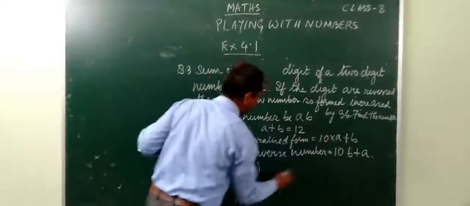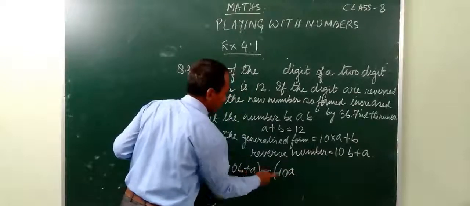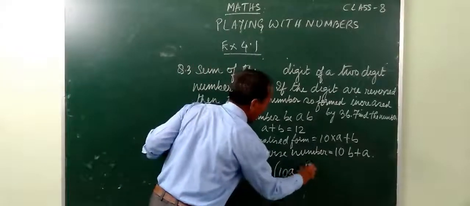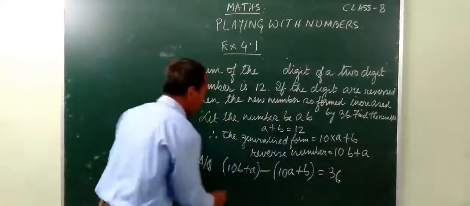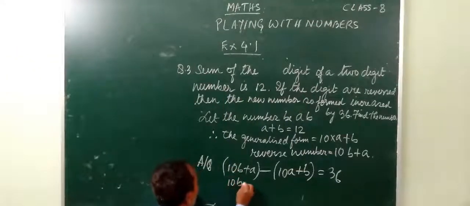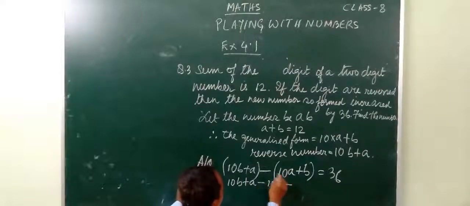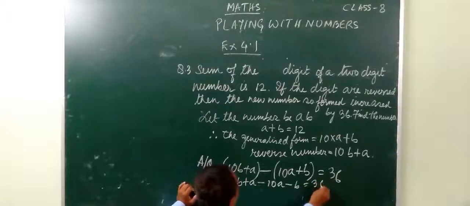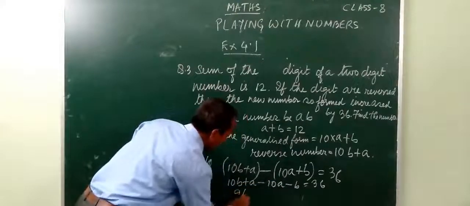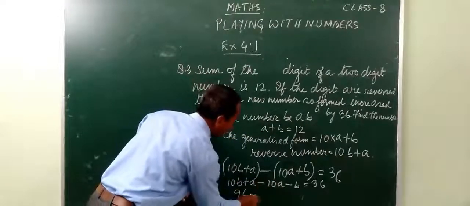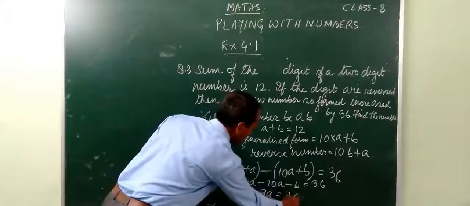than the previous number. Greater means this one is greater, so we subtract the smaller one. By how much is it greater? It is greater by 36. So it becomes 10b plus a minus 10a minus b equals 36. Now 10b minus b is how much? 10b minus b is 9b. A minus 10a is minus 9a. So 9b minus 9a equals 36.